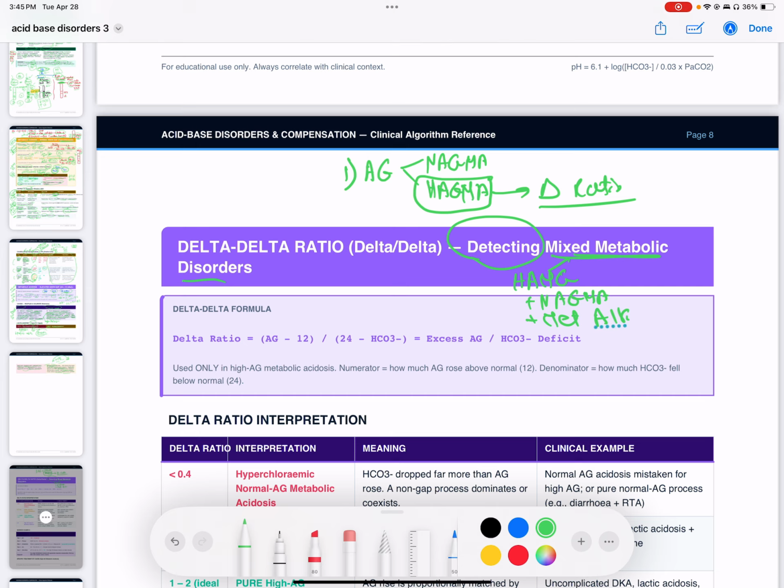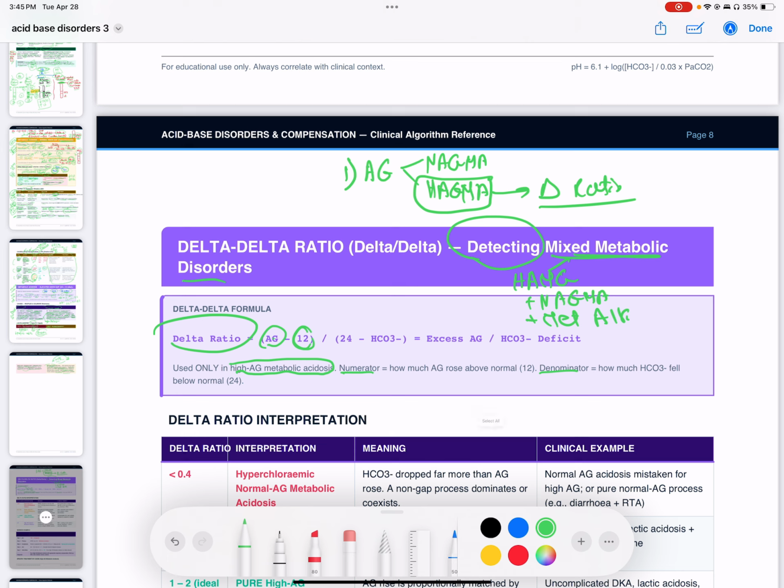So what's the delta ratio? Again, I want to remind you that we only use the delta ratio in high anion gap metabolic acidosis. The way it works, it has a numerator and denominator. So how to calculate it? It's the anion gap that you calculated, which is high anion gap, so it has to be more than 12. So it's 13 and above, it can be 14, 15, etc. So this number will always be more than 12, right?